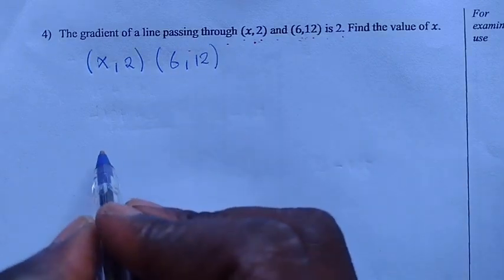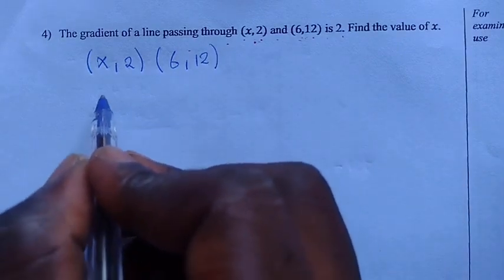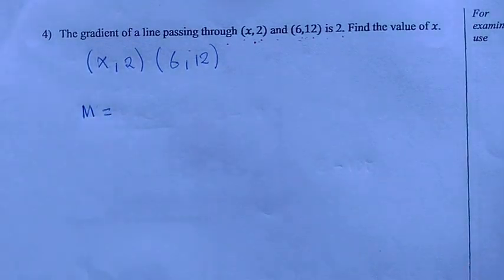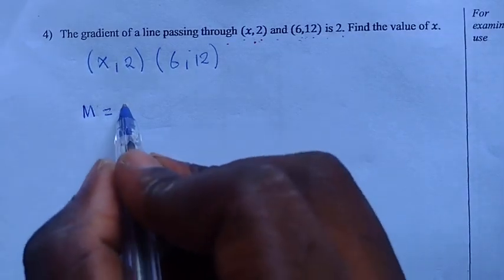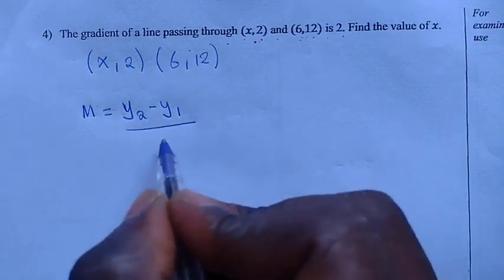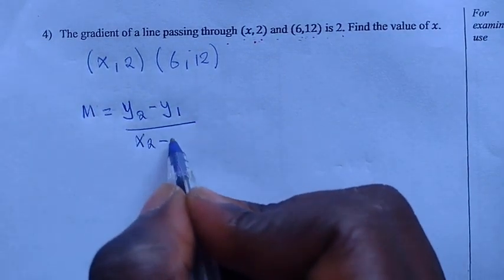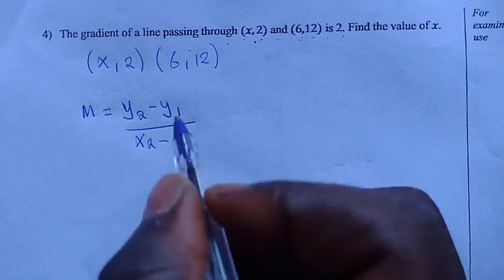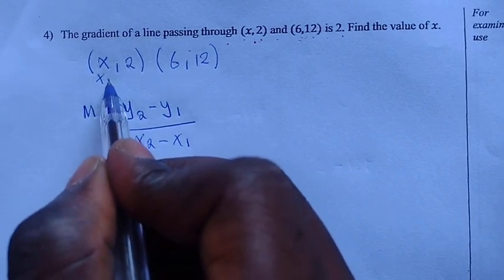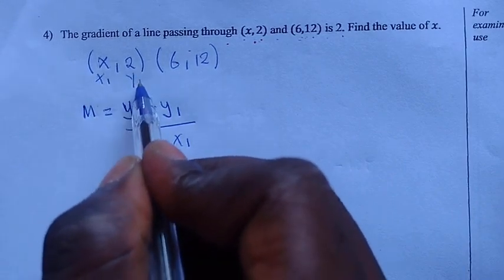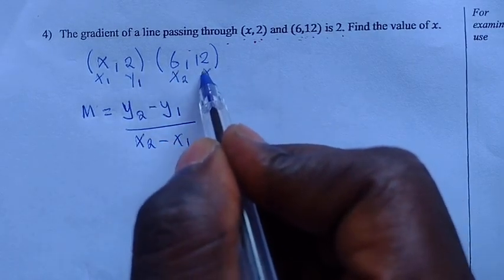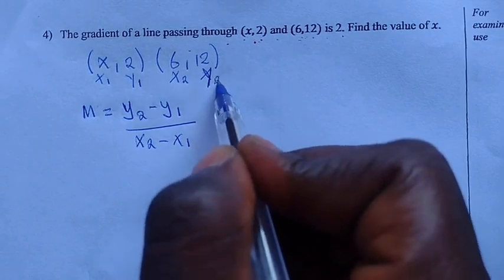So the formula that we use to find the gradient is m equal to, so we say y2 minus y1 over x2 minus x1. So from these coordinates that we have been given, we just need to rename them. This is our x1 and this is our y1, then this is our x2 and this is our y2, sorry.